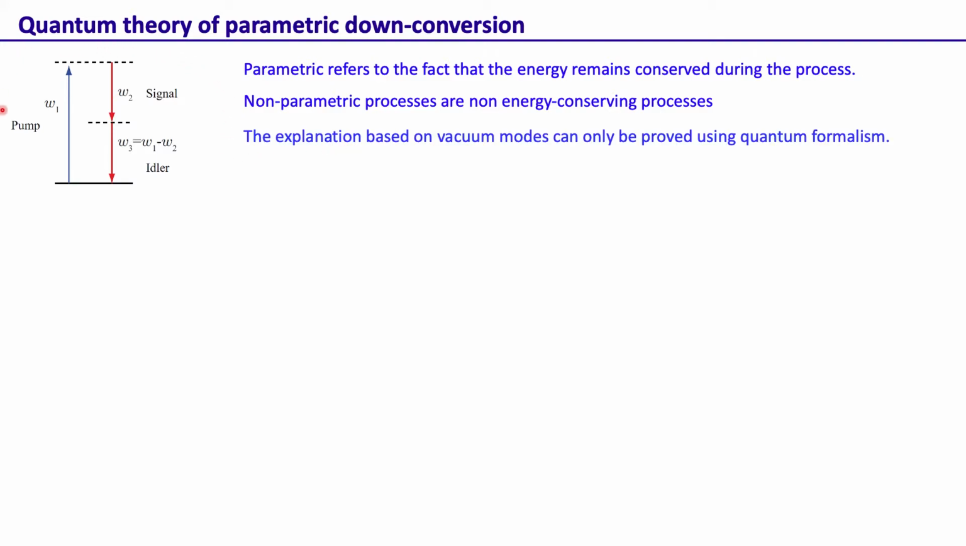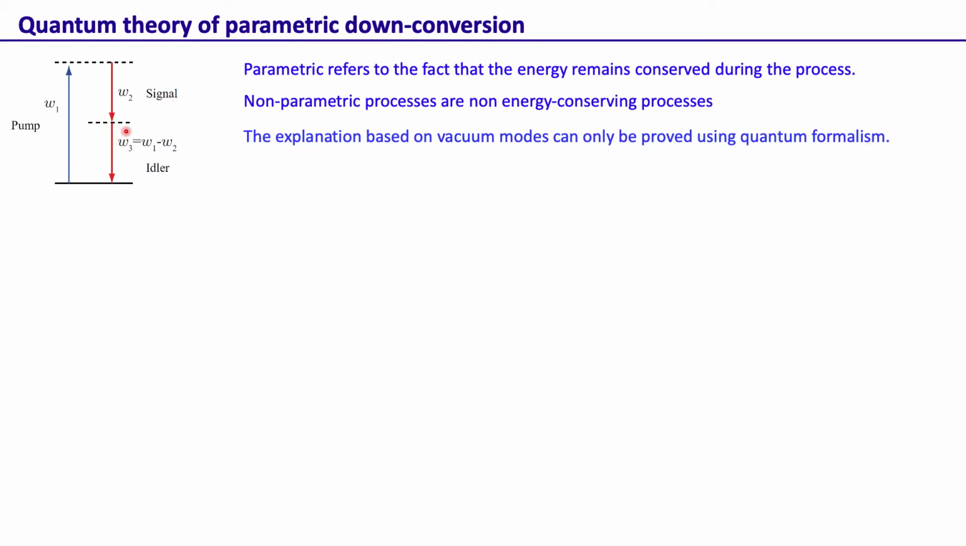So the very fact that the difference frequency is generated by just omega 1, the explanation is in terms of the vacuum modes, and this can only be done and proved using quantum formalism. That is our aim here: we want to derive the state produced by down conversion using quantum theory. For that we will first derive the Hamiltonian corresponding to this process, and then the state that gets generated as a result of that.